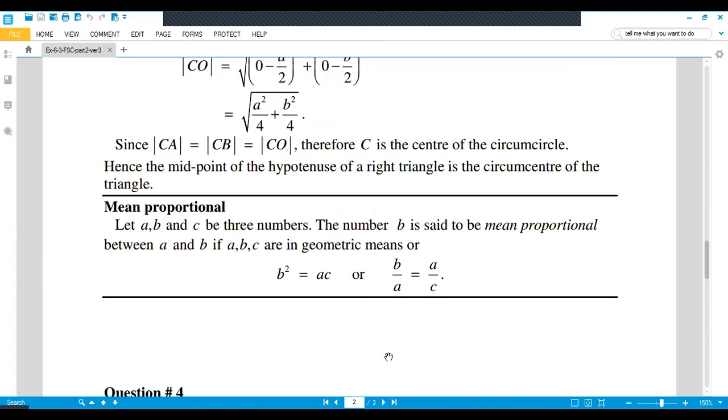These 4 questions are included in your reduced syllabus, and this exercise has only these 4 questions. I hope you will understand it.